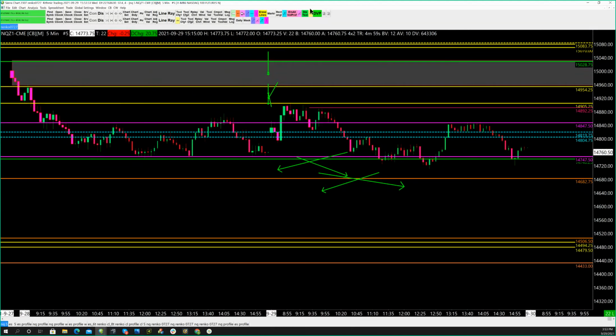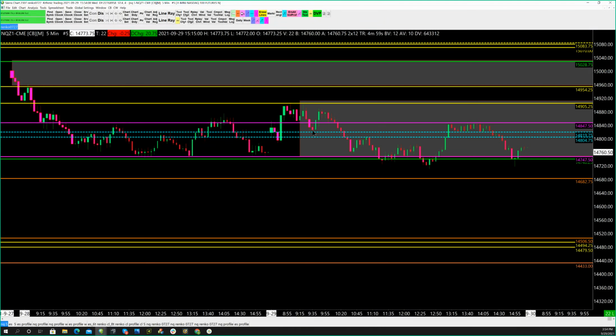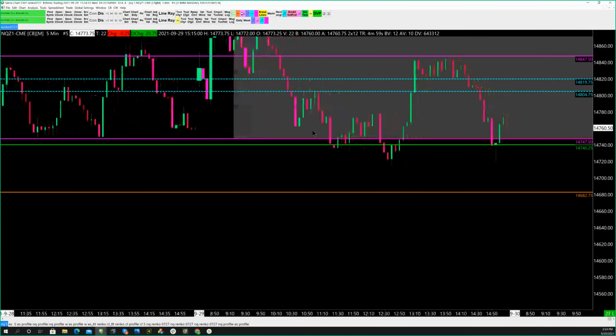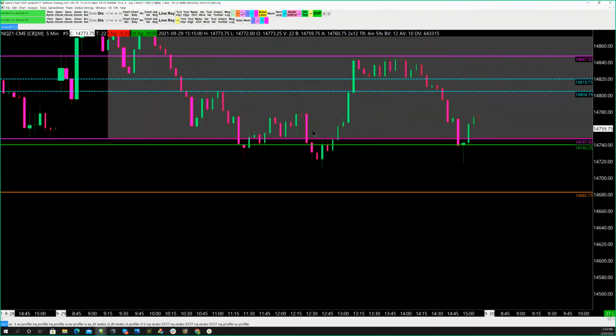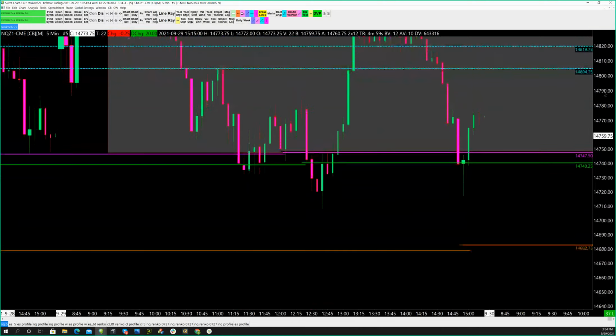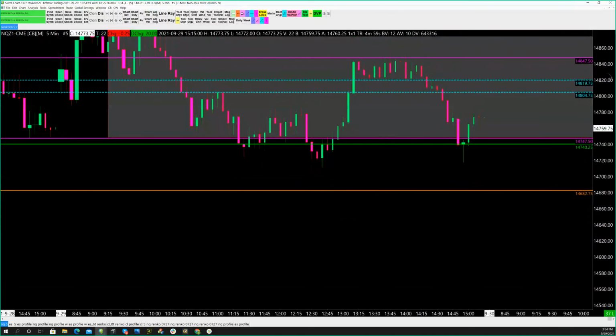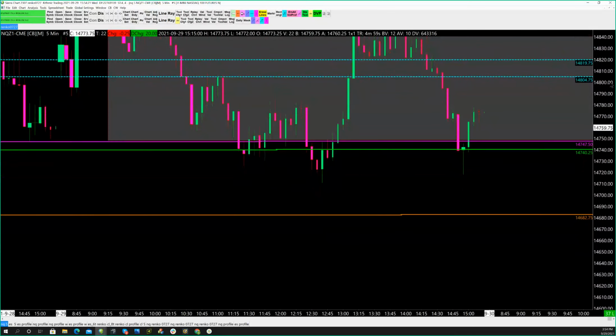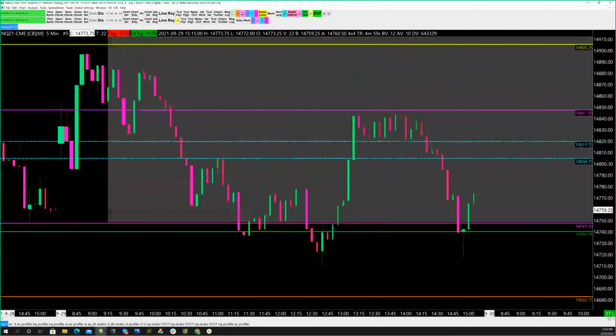So for those who aren't familiar, let me erase all my lovely drawings here. Okay, so this area right here, I'm going to draw an arrow through it. This area here is called the value area. That's where 70% of the prior day session, meaning from 9:28, that's where 70% of all the volume went off.